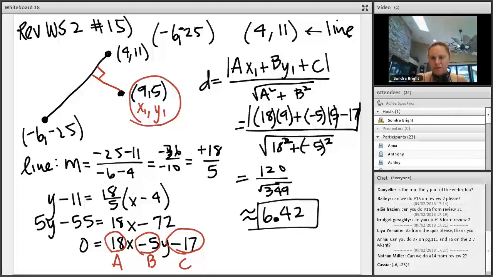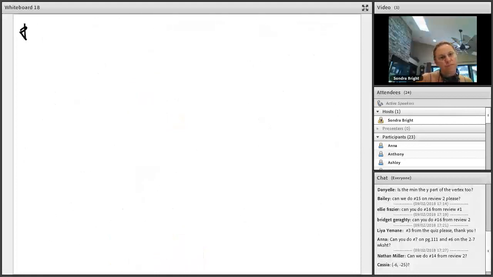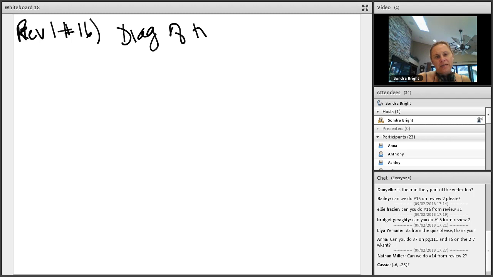So that was 15 on review 2. We want to do 16 from review 1. So this is review 1, number 16, which is prove the diagonals of a rectangle are congruent. So diagonals of a rectangle are congruent. All right, so we're going to start off by drawing a picture.